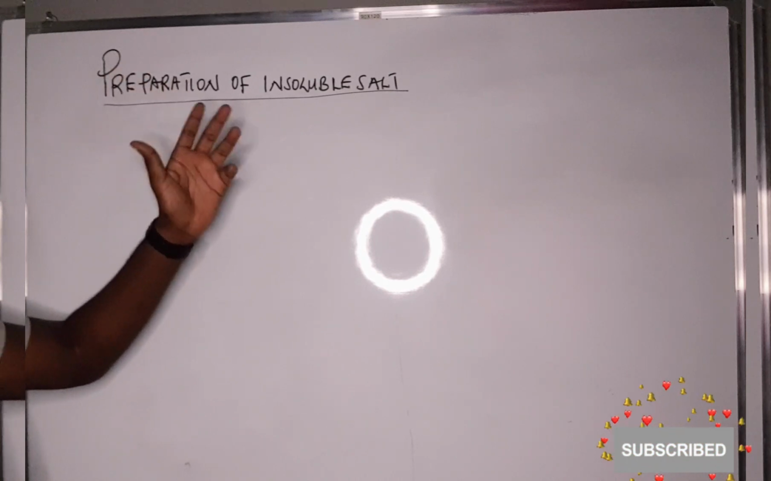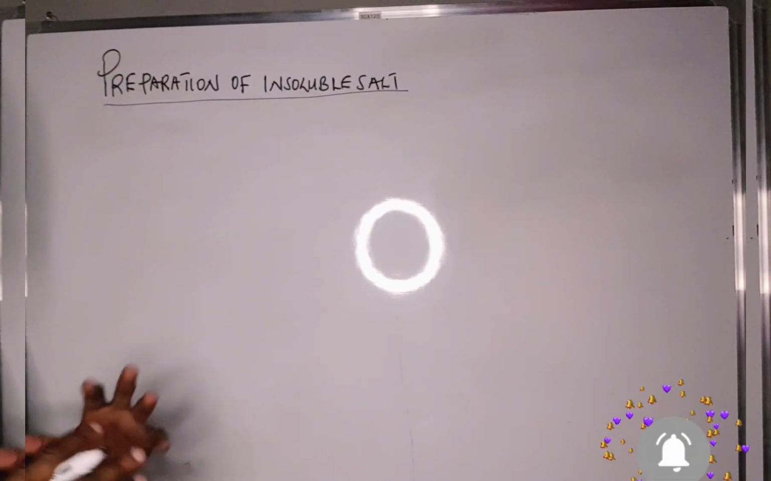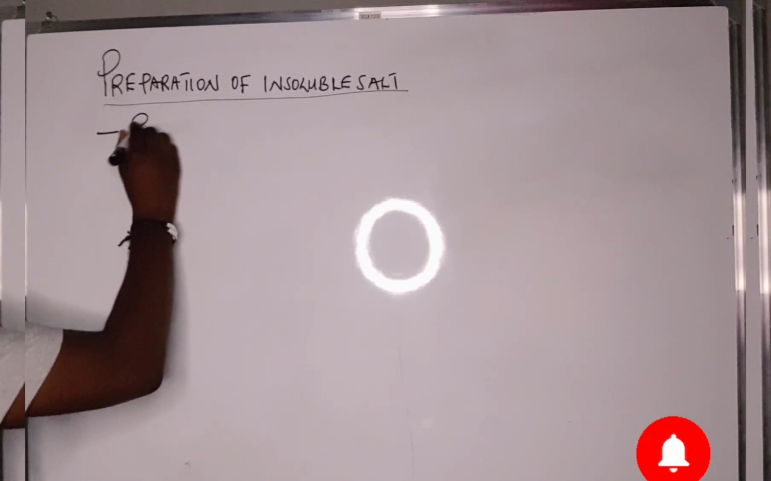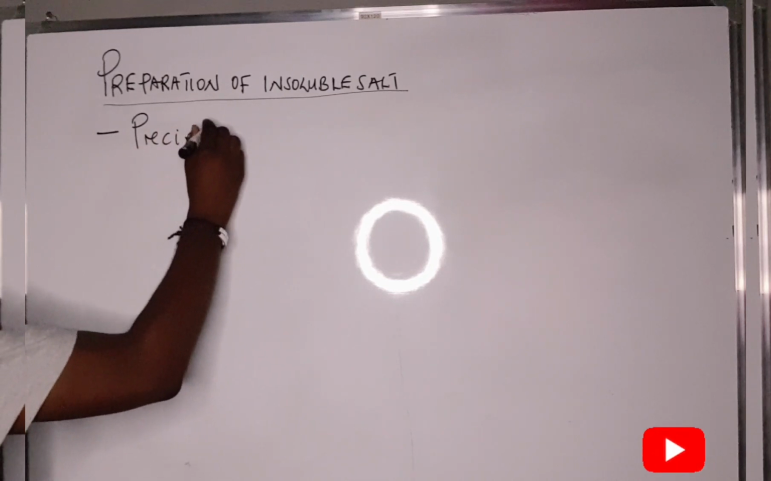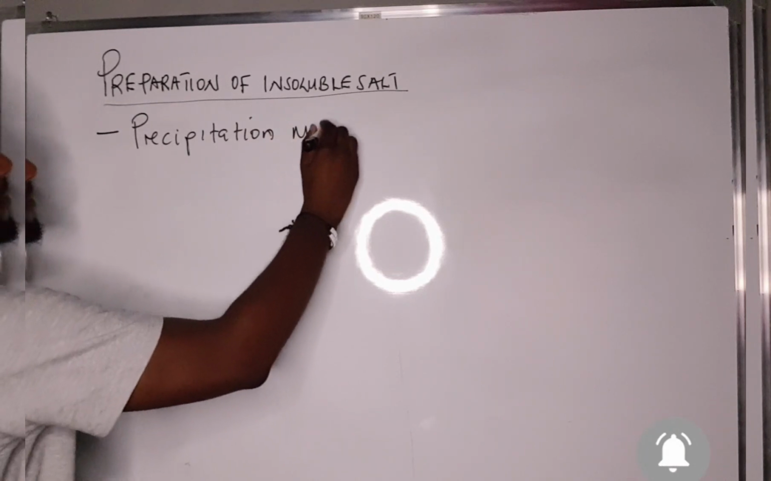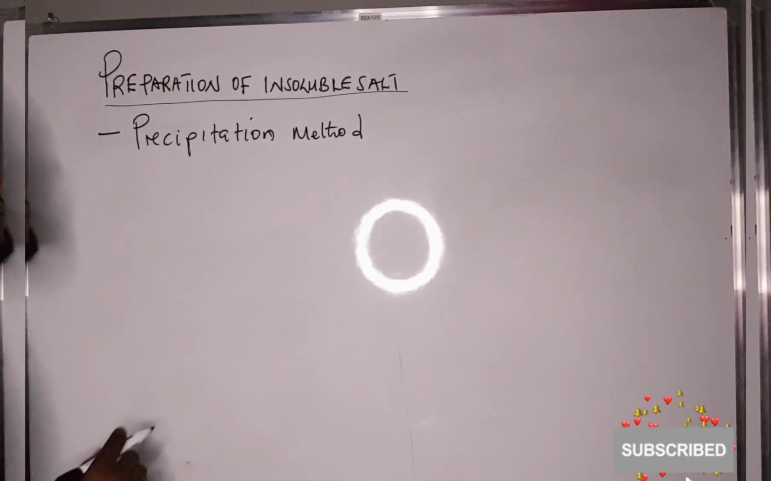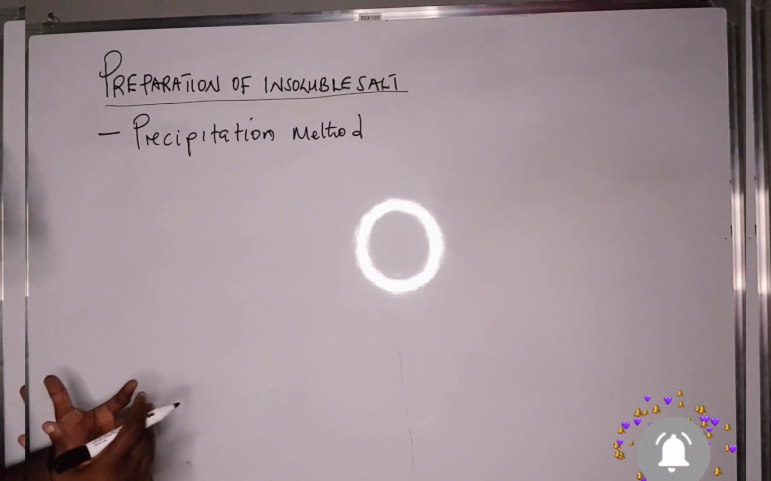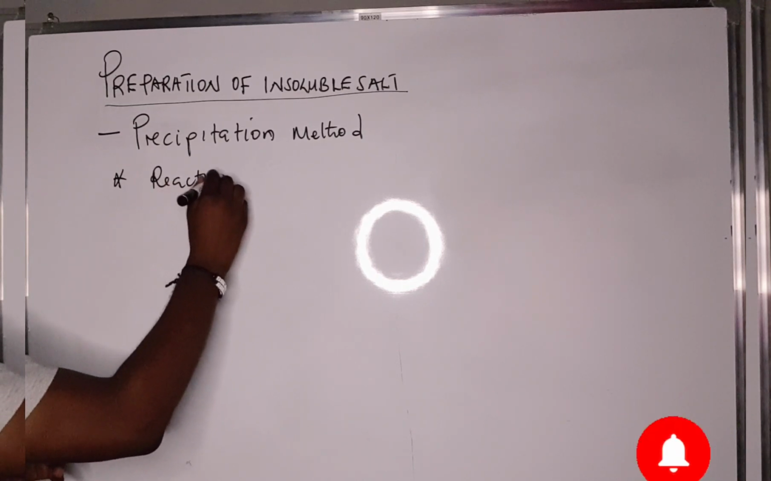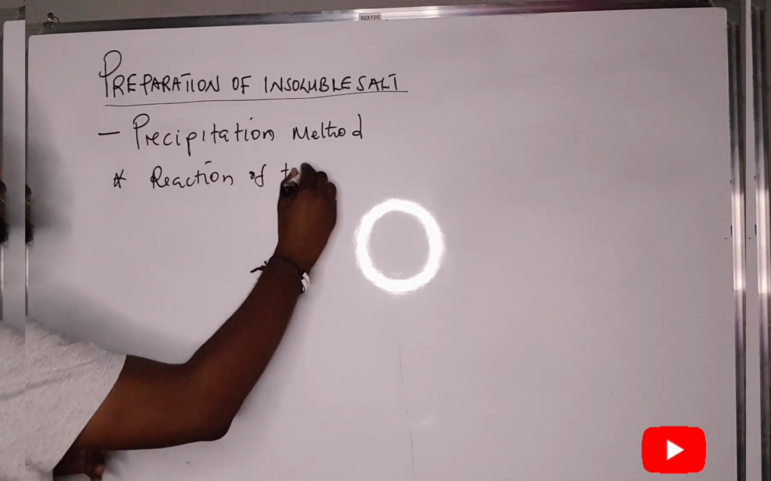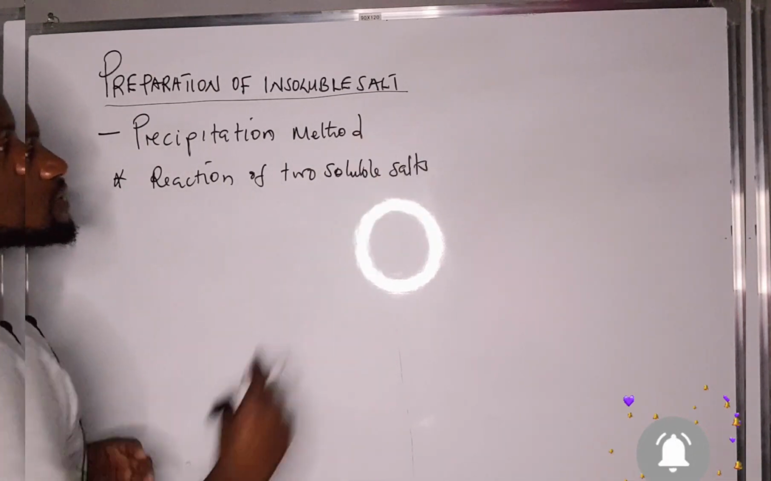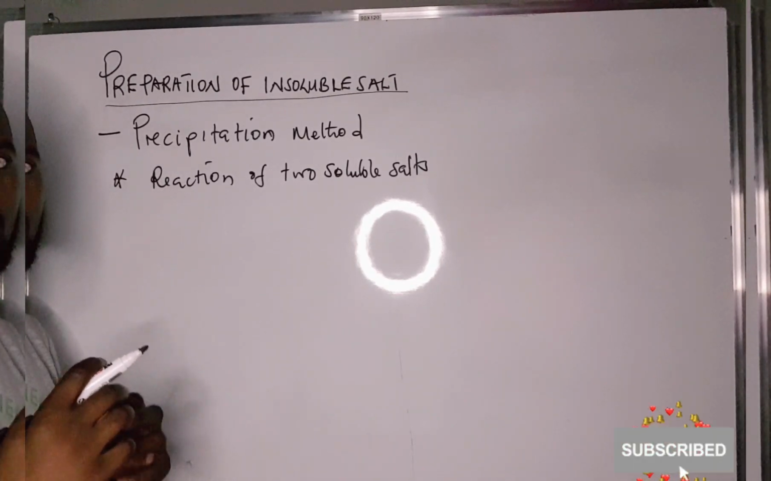Preparation of insoluble salts. The insoluble salts are prepared by the method called the precipitation method. The precipitation method involves the reaction of two soluble salts.